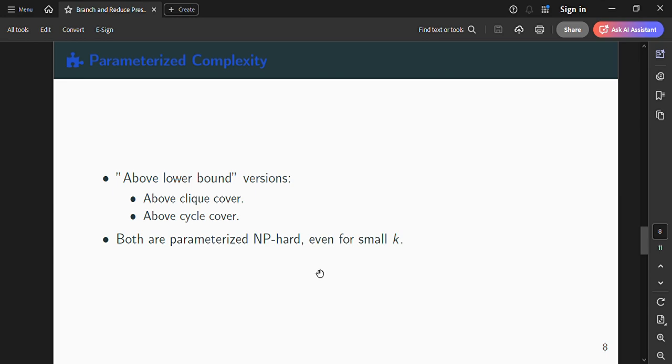Then we come to the parameterized complexity. The study also asks, what if the lower bound is already very close to the optimum? Defining the vertex cover above lower bound problems: given a bound b and parameter k, can we find a cover of size b plus k? Here two cases were examined, the clique cover bound and the cycle cover bound. Surprisingly, even when k is constant, that is the bound is extremely tight, both problems remain NP-hard. So even very good bounds don't necessarily make the problem easier.